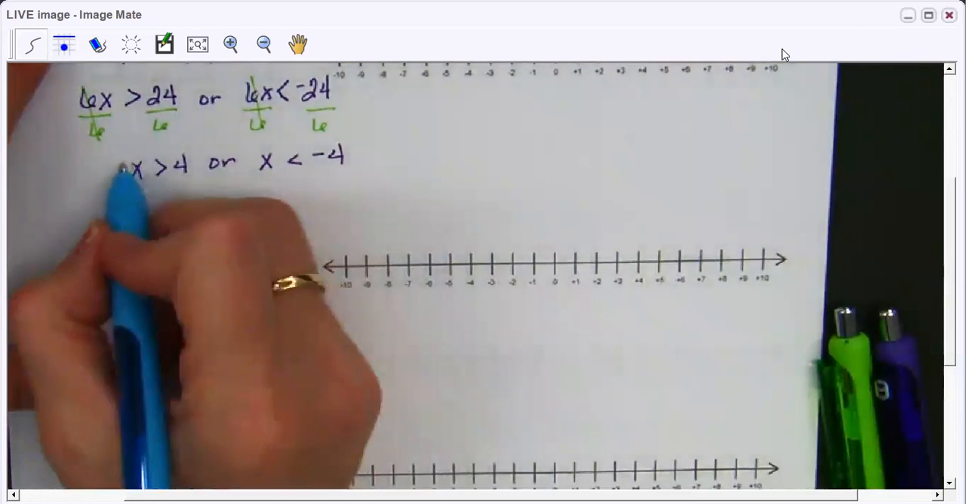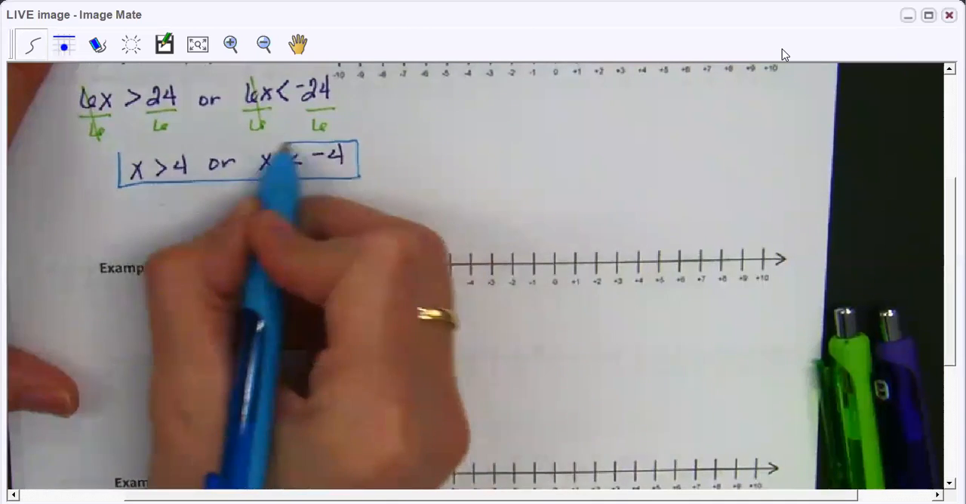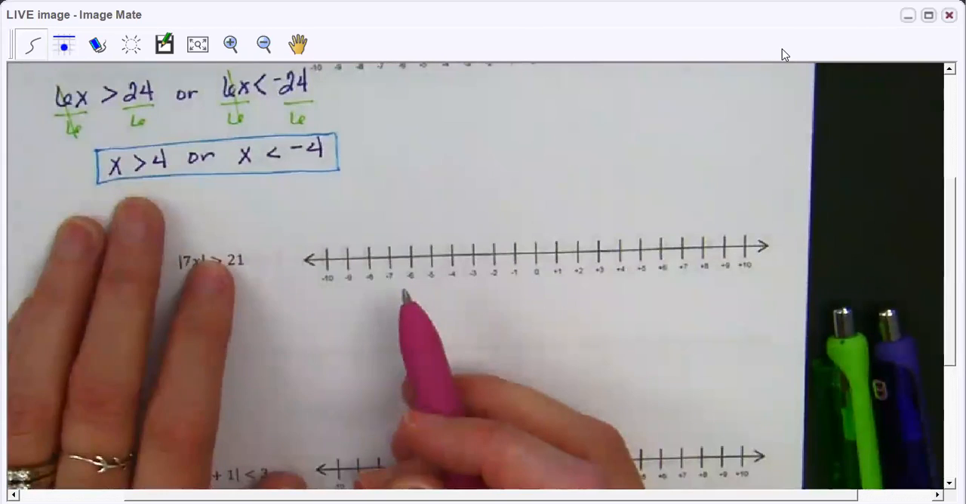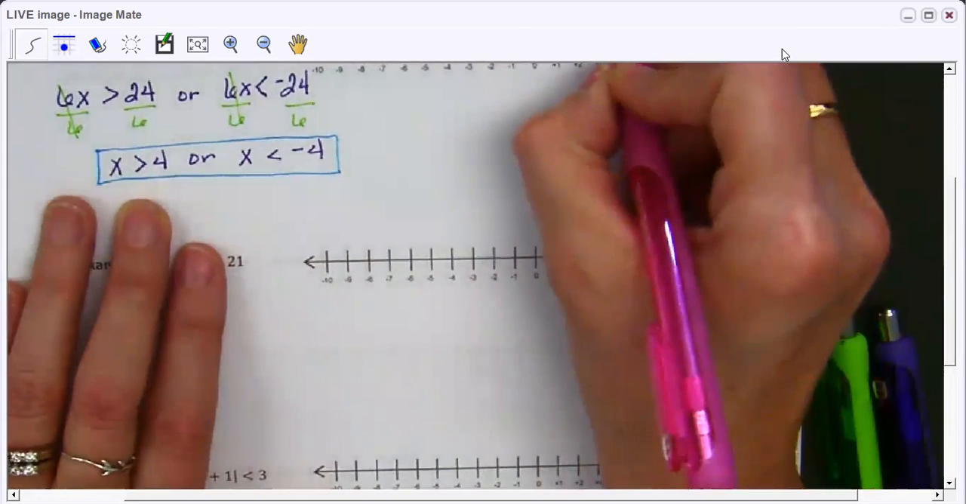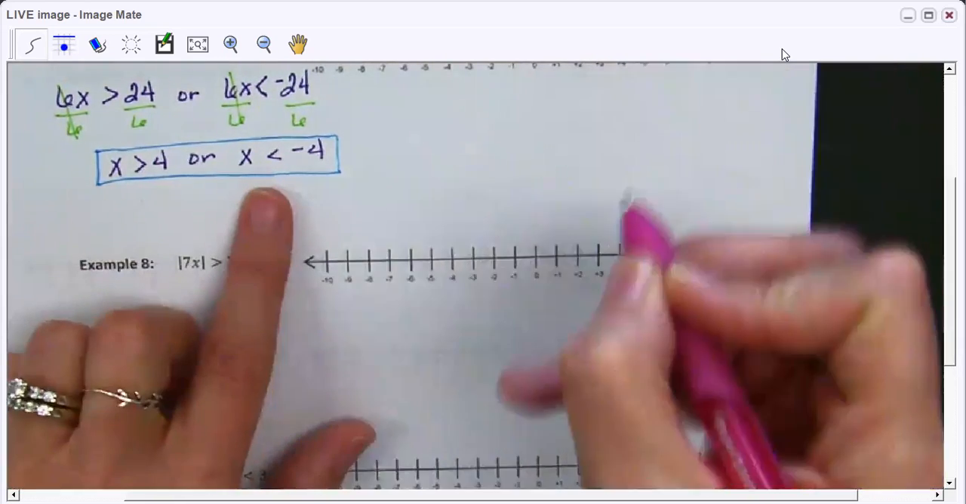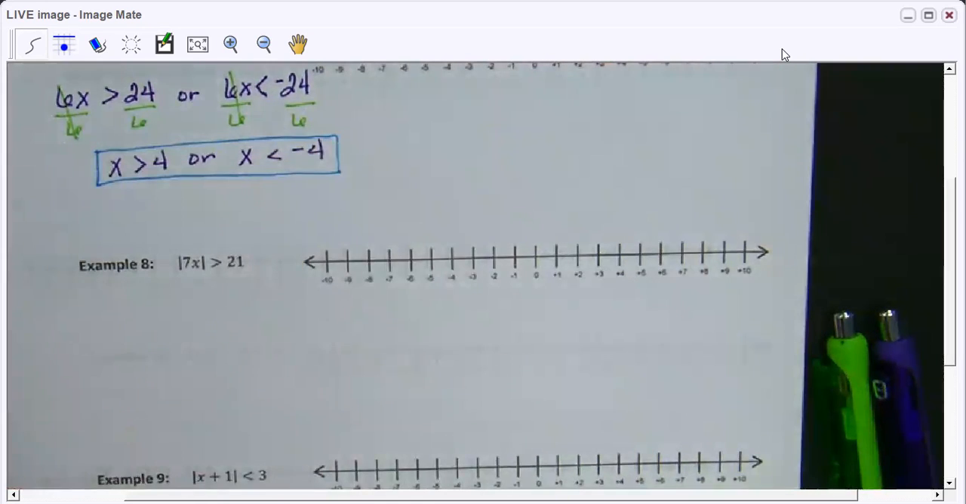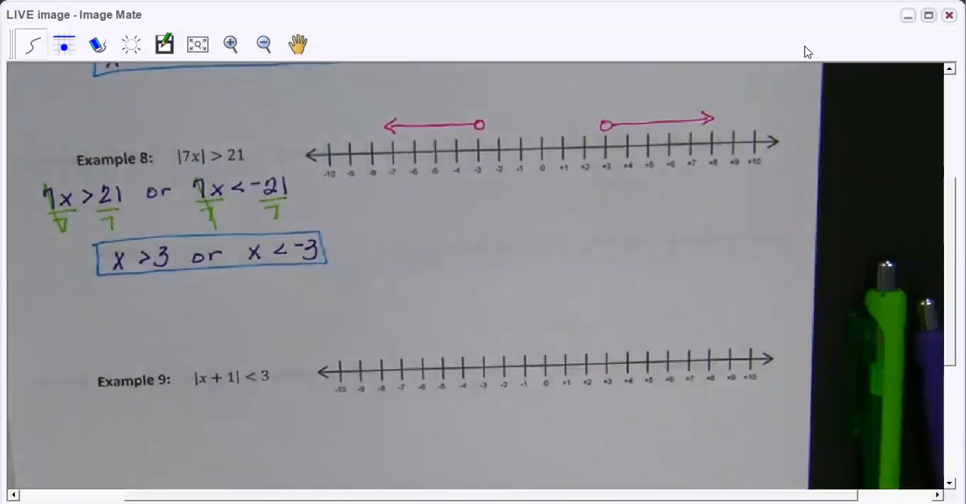And you should have 2 separate inequalities. And when we graph them, they will show a disjunction. So we will graph x is greater than 4, and x is less than -4. All right, go ahead and do example 8. Okay, go ahead and check your answer for that one. Any questions on those?